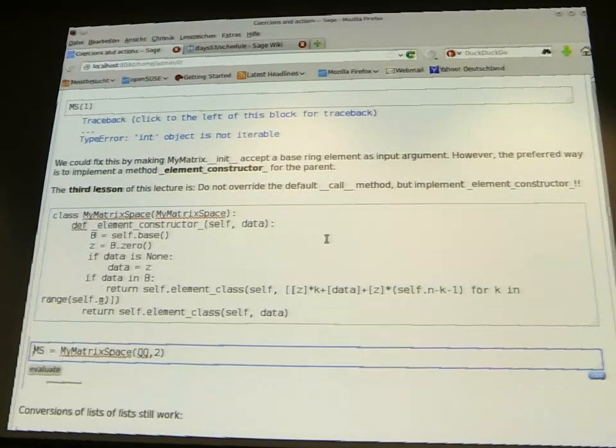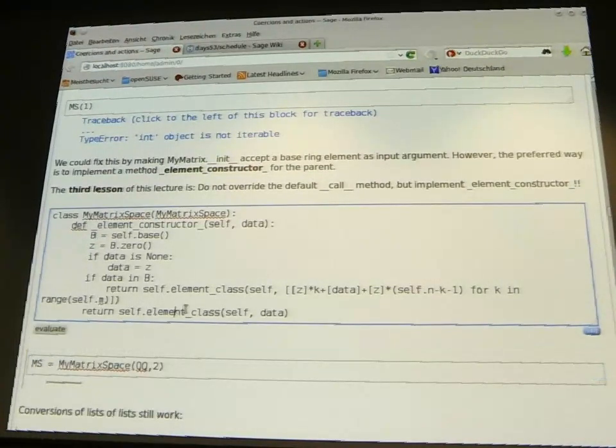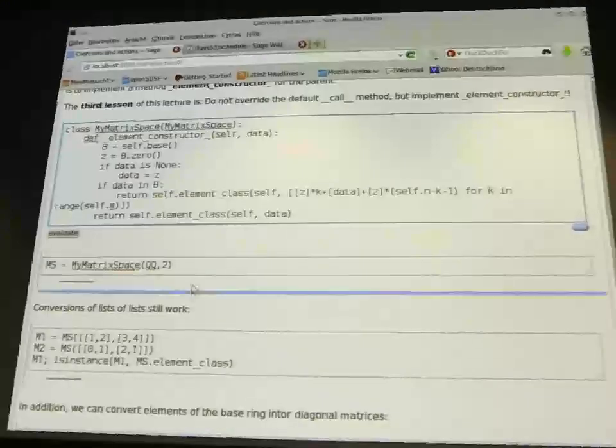So here it is. What is happening here? I have the method element constructor, which takes some data. If the data is nothing, then we assume that you want the zero matrix, so we take the zero of this base ring. And if the data is just one number that can be interpreted in this base ring, then we create a diagonal matrix. This is how it can be written. And otherwise, we rely on the initialization method of our element class and simply pass the data to the element class.